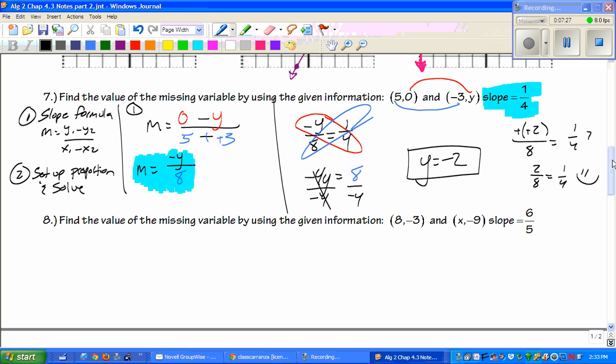So for number 8, we're doing the same thing, same steps. Step 1 is to plug into the slope formula. We got negative 3 and negative 9. 8 minus x.